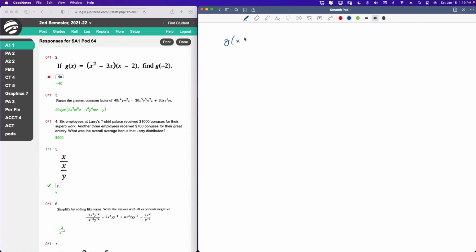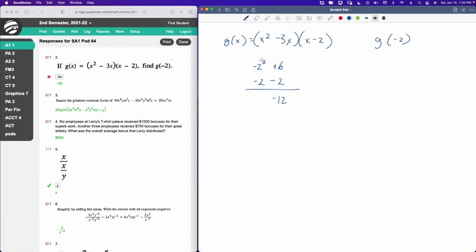g of x equals x squared minus 3x times x minus 2, right? And g is negative 2. So we'll put negative 2 in for all the x's here. We're going to stack it just to make it easier. So negative 2 squared minus, and negative 3 times negative 2 is a positive 6 right here. And then this is negative 2 minus 2. All right. Negative 2 times positive 6 is going to be negative 12.